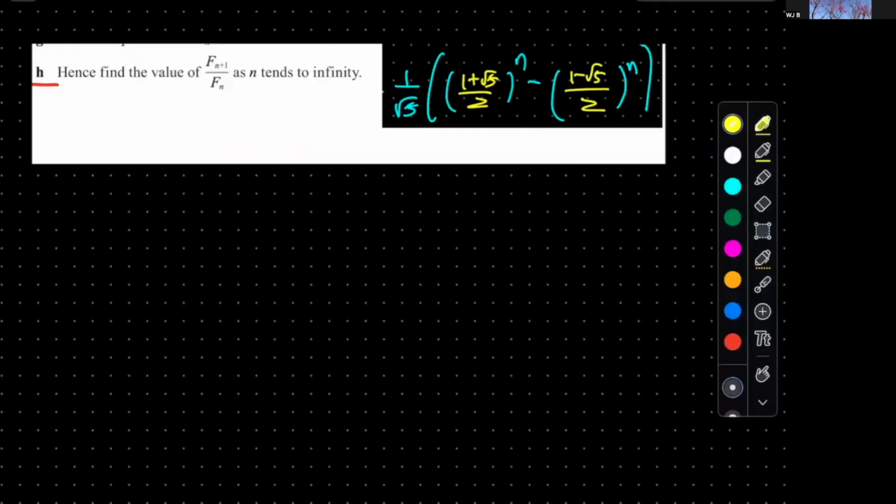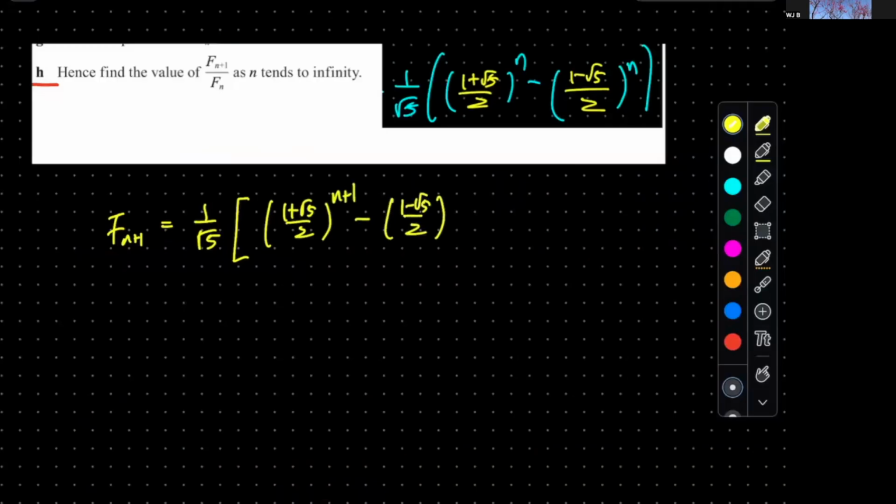If I have F n plus 1, that's going to be 1 over root 5, all right? And of course, you can put this in the calculator, but let's try to solve by hand. I have 1 plus root 5 over 2 to the power of n plus 1 minus 1 minus root 5 over 2 to the power of n plus 1 as the next term, and I'm trying to divide this.